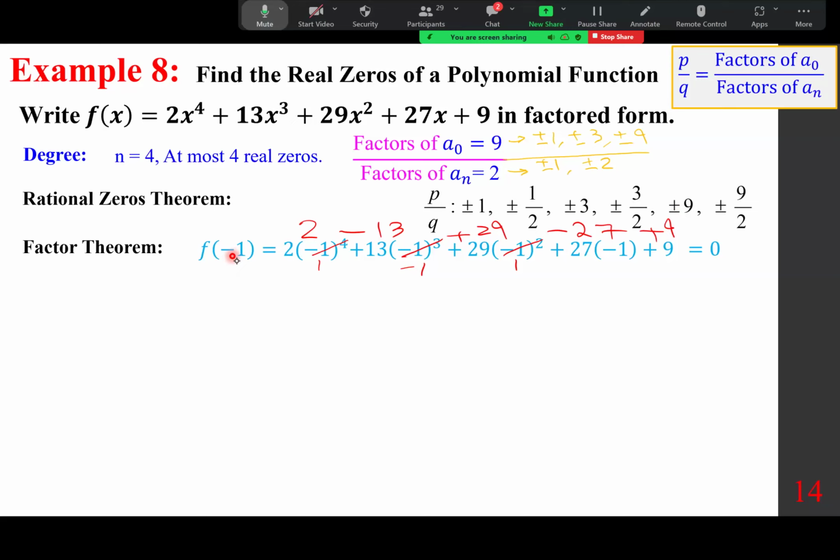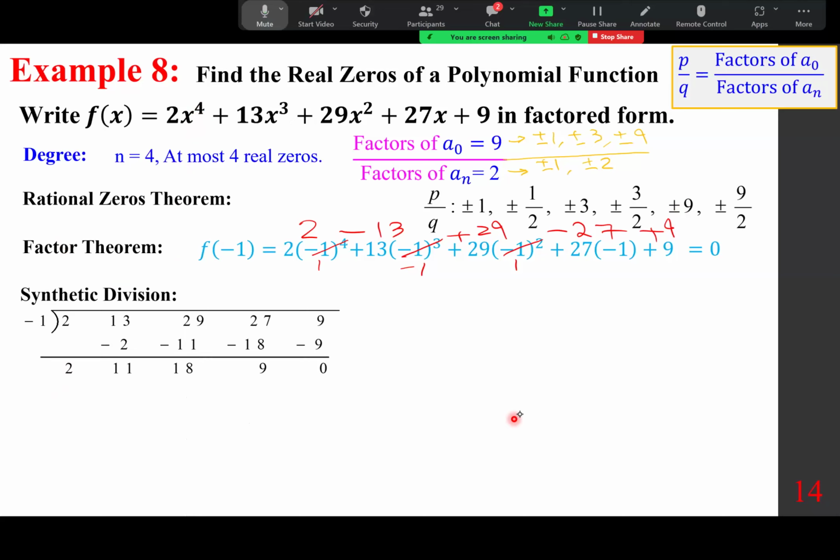Let's do synthetic division and find now what? This is degree 4. When we do the synthetic division, we find the result with degree 3. So let's do the synthetic division. Again, we're going to go through it fairly fast. We're going to put 2, 13, 29, 27, 9, and nothing is missing. Take a look. Nothing is missing because degree 4, degree 3, degree 2, degree 1, and degree 0 is the constant. All of them are there.